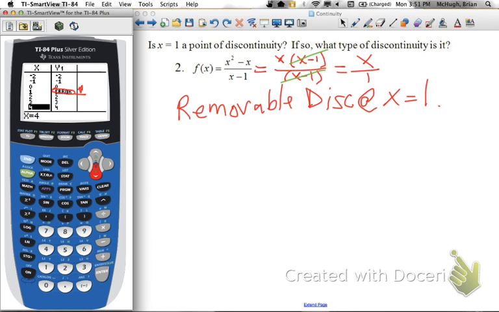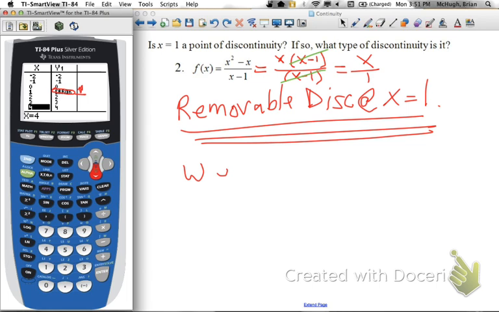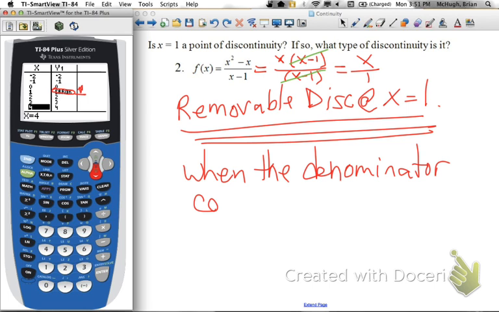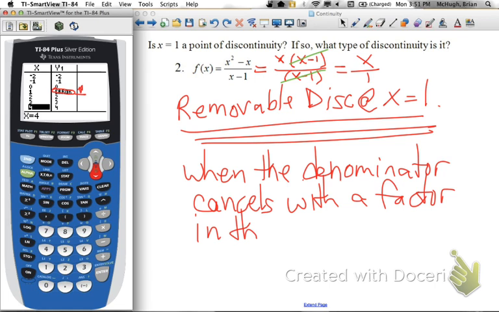It results in a removable discontinuity, and that's when the denominator cancels with a factor in the numerator.